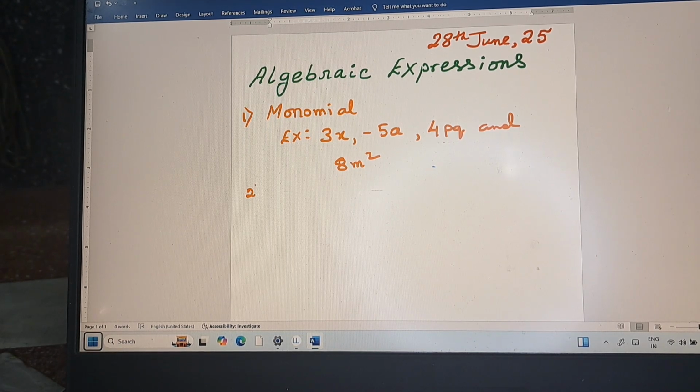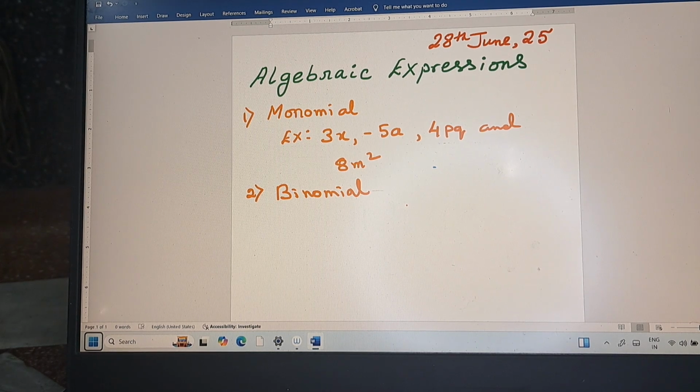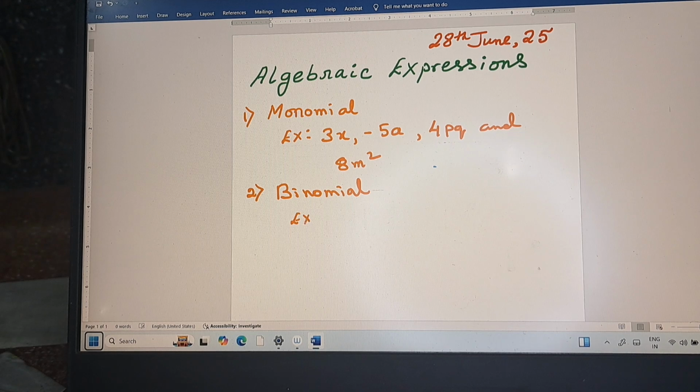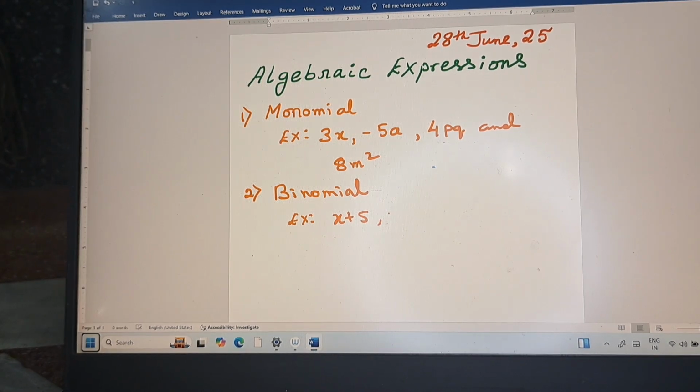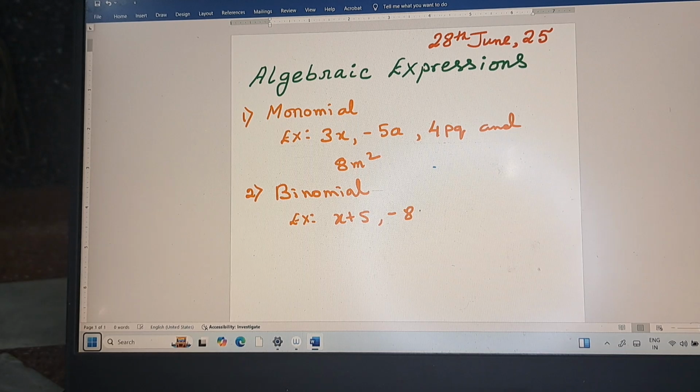Number 2 is called binomial. What do you mean by binomial expression? An algebraic expression having two terms is called a binomial. So let us take some examples of binomial: x plus 5, minus 8a minus 6, 4pq minus 8q.